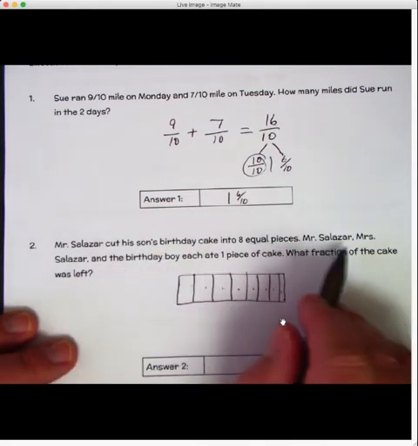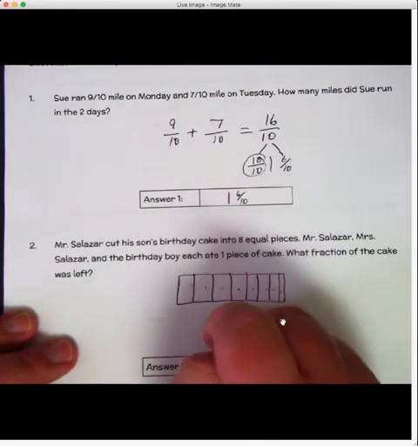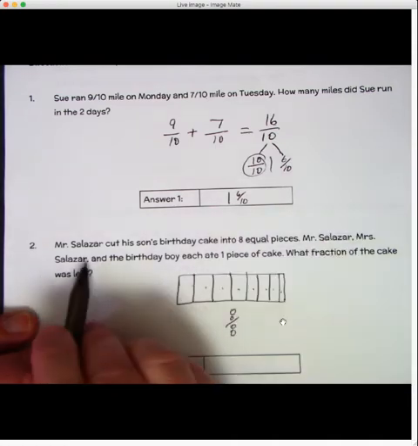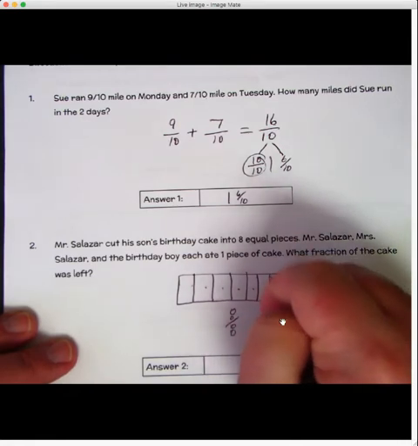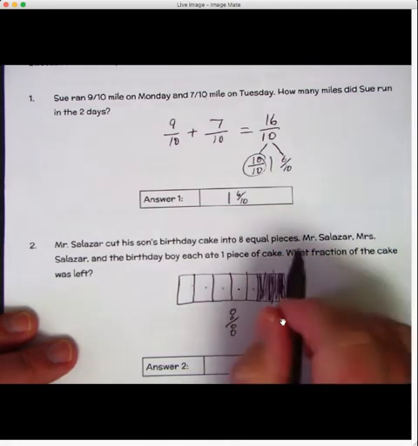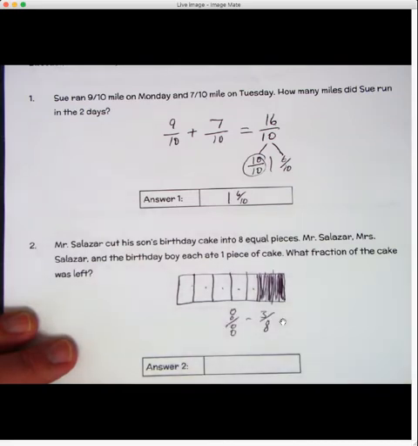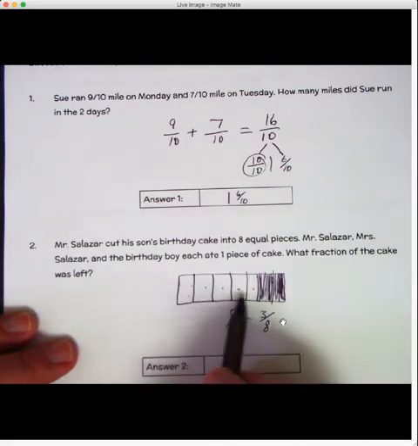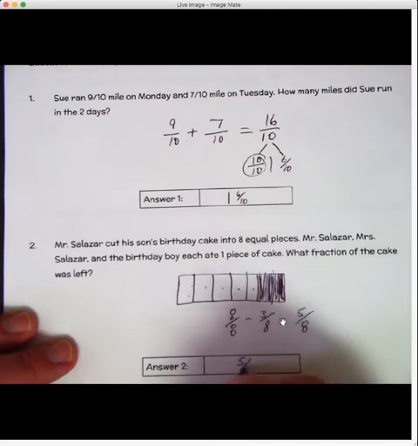So Mr. Salazar, Miss Salazar, and the birthday boy each ate 1 piece of cake. Okay, altogether, this whole cake is 8 pieces, right? But we have 1, 2, 3 people that ate them, so we're going to take away these pieces. They ate 1, 2, 3 pieces. What fraction is left? They ate 3/8 of the cake. So we have 1, 2, 3, 4, 5/8 of the cake left. 5/8.